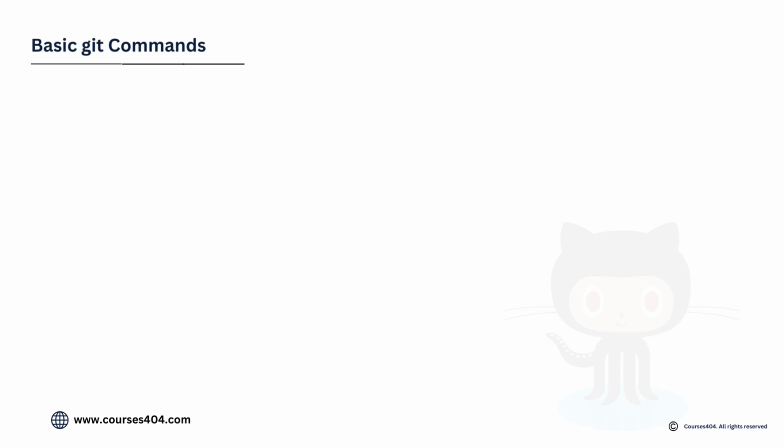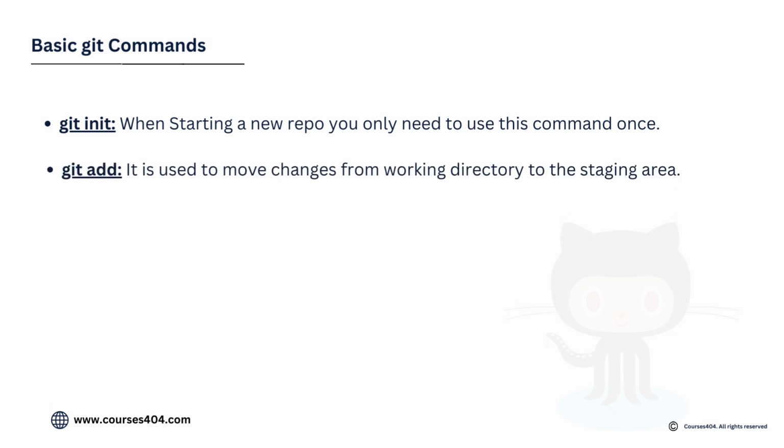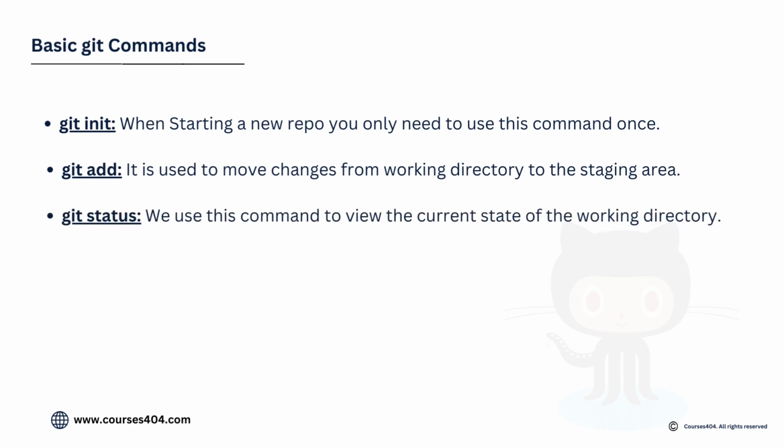Basic Git commands. Init. The command git init is used to create a new repository either locally or by cloning an existing repository. Add. The command git add is used to move changes from the working directory to the staging area. Status. We use the command git status to see the current state of your working directory as well as a staging snapshot of the changes.